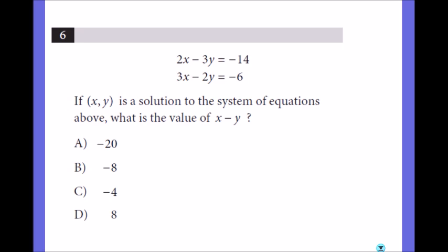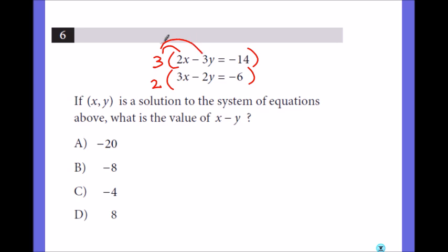Number 6. If x and y is a solution to the system of equations above, what is the value of x minus y? I think it will be hard to derive x minus y from these two equations. So I need to go ahead and solve for x and y separately. So what would you do? I like to make one of the variables equal to the other so we can eliminate it. We call that elimination. So I'm going to just go ahead and multiply to make it 6x. I'm going to multiply this whole thing by 3, this whole thing by 2.